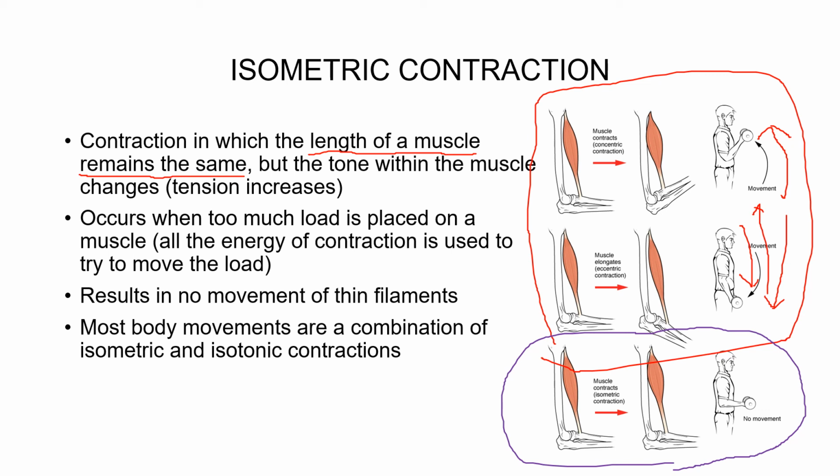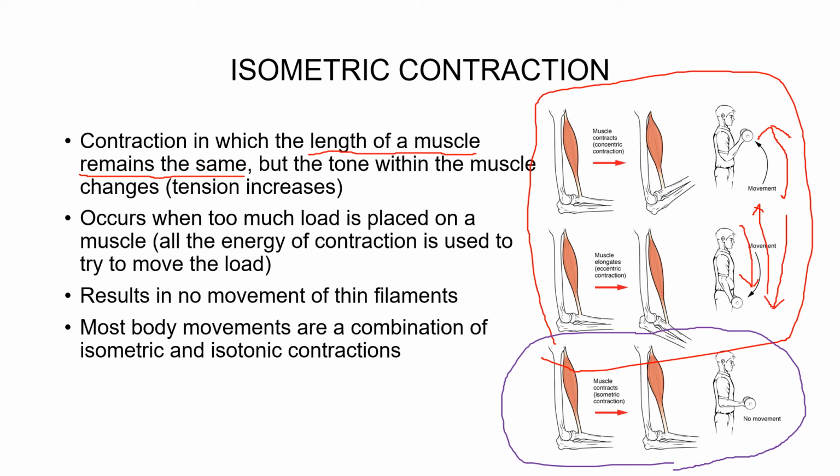Now, if you grab a weight, I don't care if it's 5 pounds, 20 pounds, or 100 pounds, and you hold it in that position, your muscle is still working. I promise you, your muscle will get tired, and it will possibly be sore the next day. But you're not moving the joint. So that's an example of an isometric contraction.